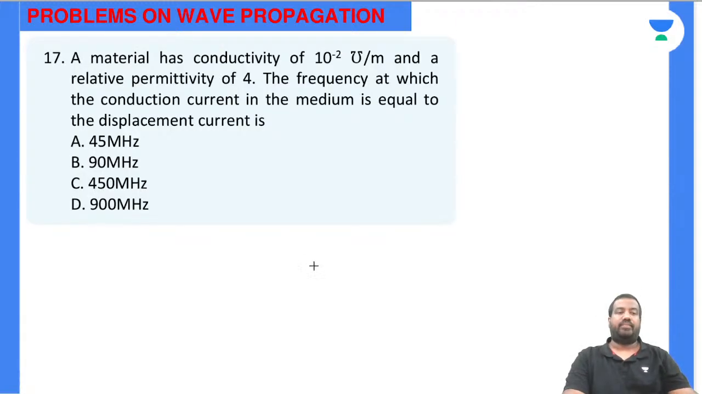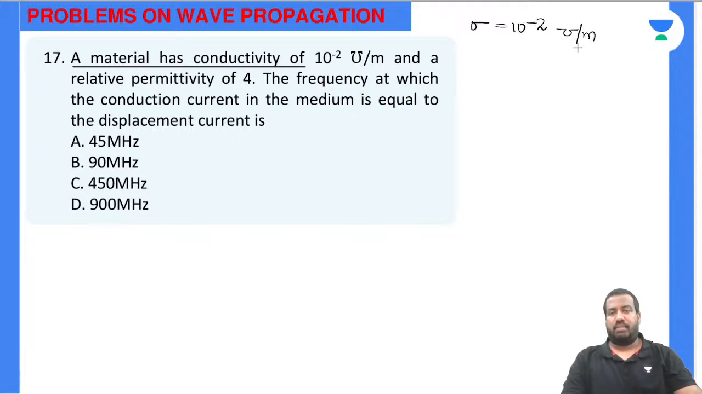Next question. Okay, try to solve this now. A material has a conductivity sigma of 10 power minus 2 mho per meter and a relative permittivity of 4.